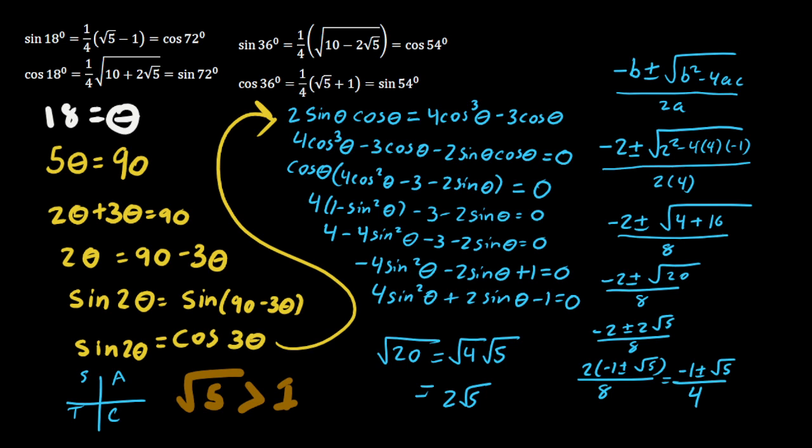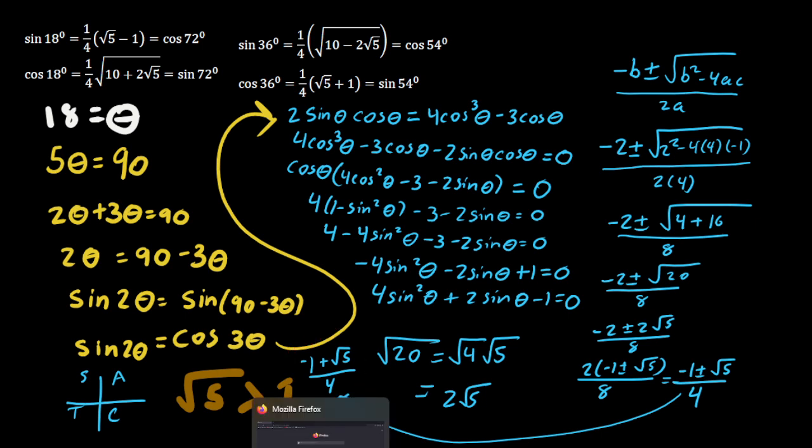So therefore, we can deduce that this has to be, let me just move it over here, 1 plus root 5 divided by 4. So this is the root that's going to get us sine theta. So we know that sine theta, sine 18, is equal to this, because theta is 18, according to all our conditions. So that means sine 18 is this, and that is exactly what is here.